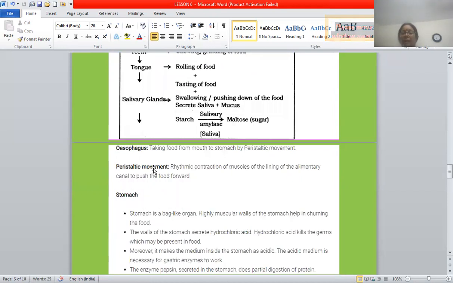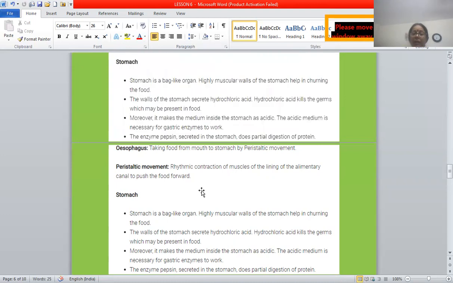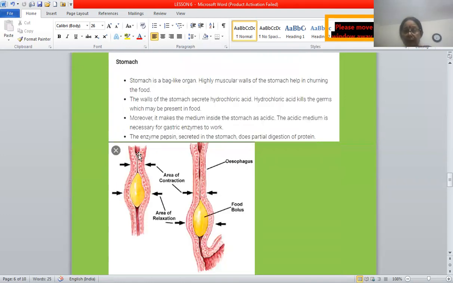Then the esophagus takes food from the mouth to the stomach by peristaltic movement. What is peristaltic movement? I have told you, rhythmic contraction of muscles of the lining of the alimentary canal to push the food forward is known as peristaltic movement. See, area of contraction, area of relaxation, bolus, food bolus.